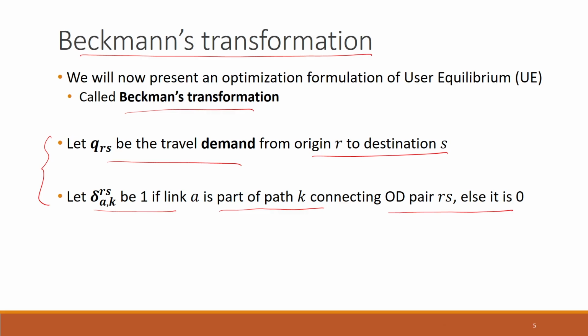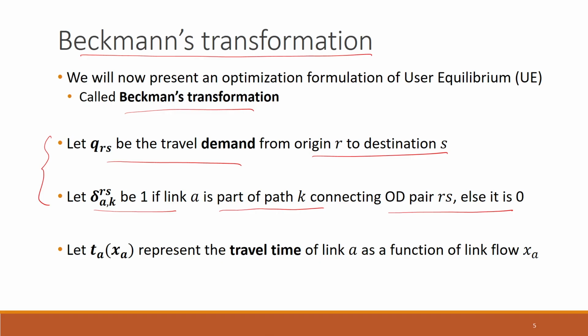Similarly, for this parameter, whether a particular link is part of a particular path connecting an OD pair RS or not, this information can be derived from the structure of the network that we have. So we don't need to solve the user equilibrium problem to determine that, it comes from the network structure. So this delta AKRS will also be an input to the user equilibrium problem.